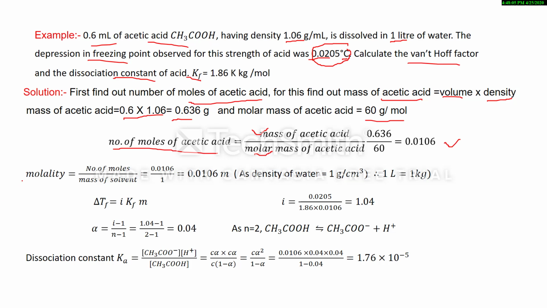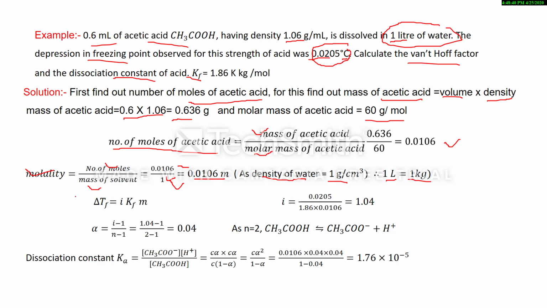0.0106. Now we can find out the molality: number of moles divided by mass of solvent. Number of moles we calculated as 0.0106. Now, the mass of solvent, how did this come? In the question, mass is not given. In the question, 1 liter of water is given. And as we know, the density of water is 1 gram per centimeter cube, that's why 1 liter is equal to 1 kilogram. So the mass of solvent is 1 kilogram. If we solve it, the molality is 0.0106 m.